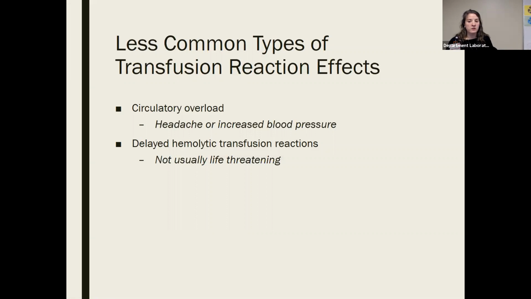Less common, circulatory overload. Symptoms of that, headache, their blood pressure is going to spike, and then delayed hemolytic transfusion reactions. Delayed transfusion reactions are not life-threatening, all right? It's going to be about 5 to 7 days, can be even up to 28 days later. Your patient is going to present with symptoms of anemia, hemoglobinuria, and jaundice, okay?